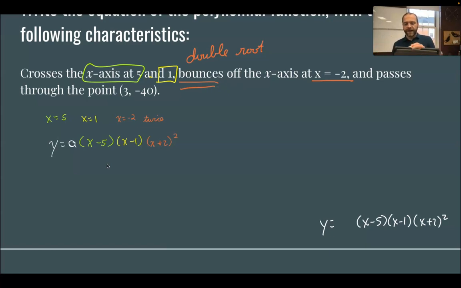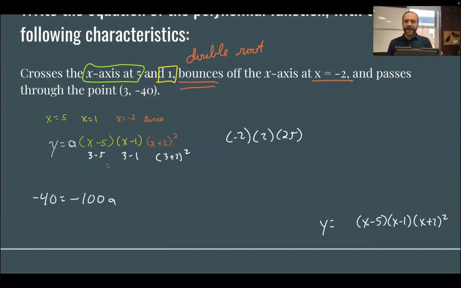Let's plug it in. I'm going to have a, and -40 is y. It's a lot of work to plug in 3, so why don't I just do some of the math right below it. I'm going to have 3 minus 5, that's -2. I'm going to have 3 minus 1, that's +2. I'm going to have 3 plus 2, that's 5 squared, that's 25. -2, 2, and 25 is going to be -100. So this is going to be -100, and I still have that a.